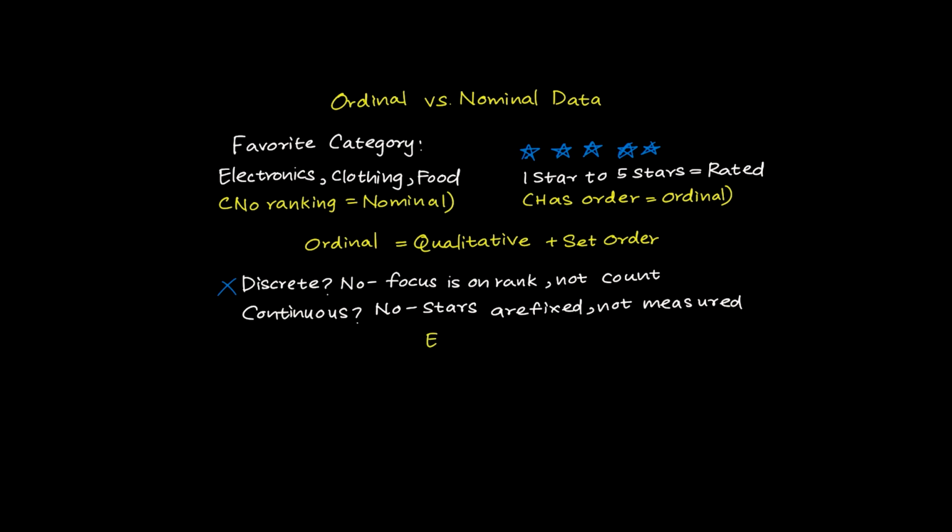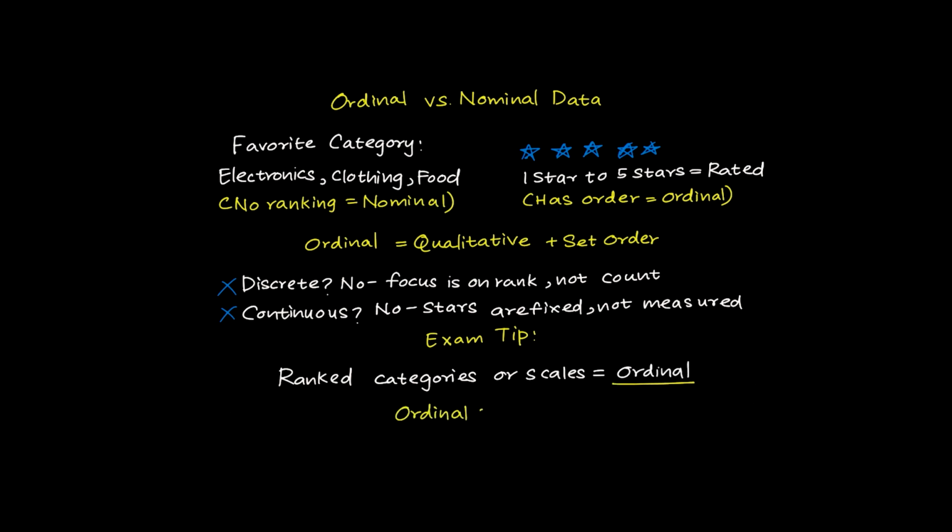Here's a WGU D467 exam tip for you. When you see ranked categories, scales or ratings with a clear sequence from low to high, that's ordinal. Quick recall hook. Ordinal equals order and order. If the categories line up in a sequence, it's ordinal.